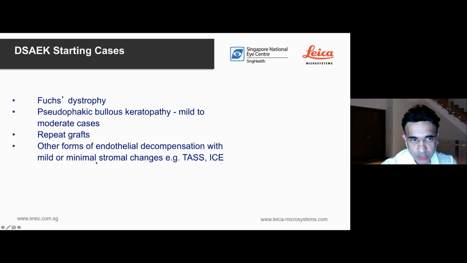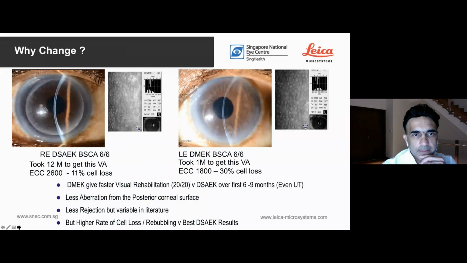certainly in previous PKs. Generally, instead of repeating the PK, we prefer to do a DSAEK underneath that. And of course, other forms of endothelial decompensation. In Asia, we see a lot of cases of CMV endotheliitis, so this is one of the more common indications, or PI-induced bullous keratopathy, which is particularly common in Japan as well. So these are some of the typical cases that you will do, but obviously there are other cases that you will be familiar with, such as iris syndrome and also TASS, when the endothelium would decompensate. So these are ideal cases to start off with doing DSAEK.